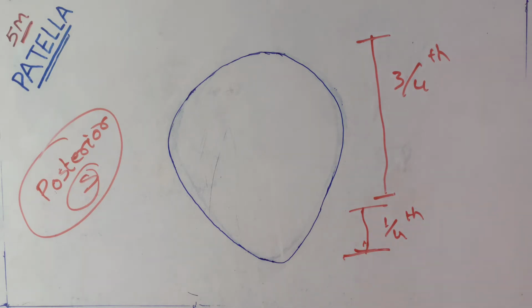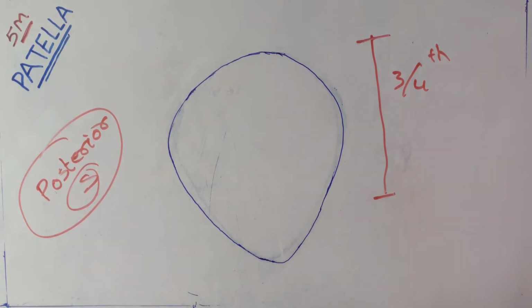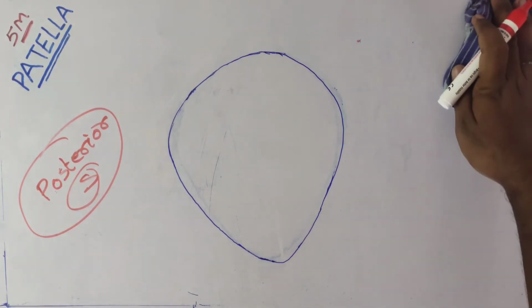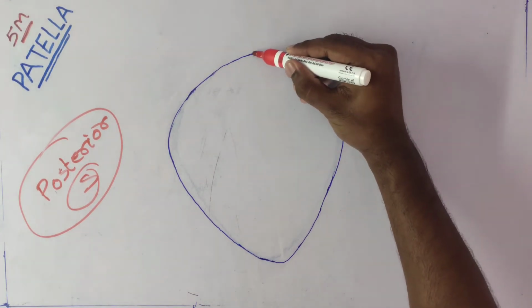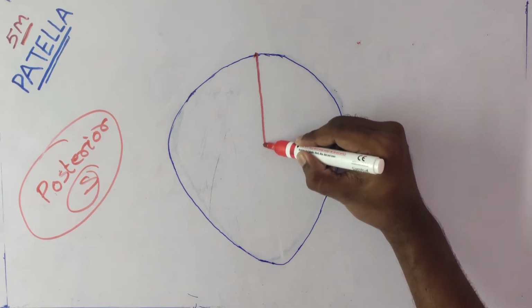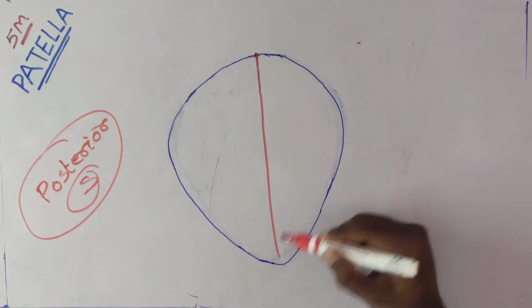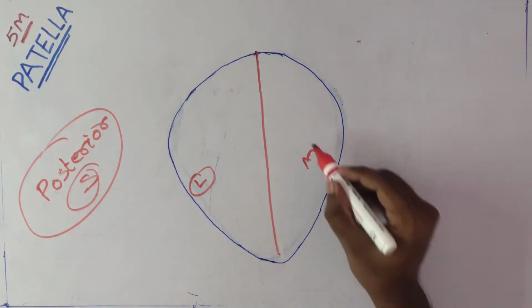Next, the articular area is divided by a vertical ridge into lateral and medial portions. Now we will discuss the articular surface clearly. The articular surface is divided by a vertical ridge into lateral and medial portion. This is the lateral portion. This is the medial portion.